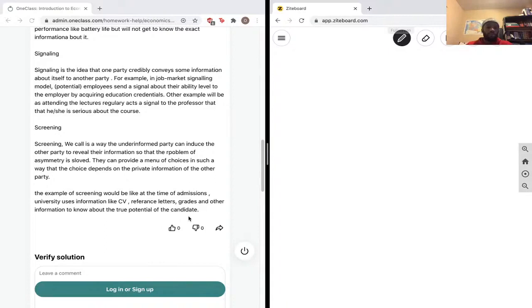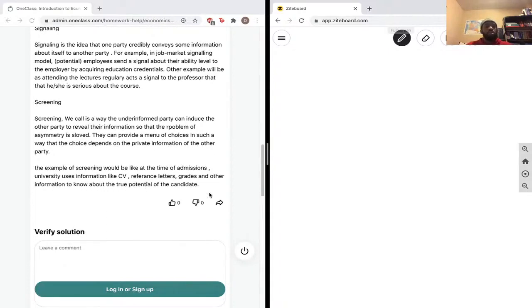And finally, screening we call is a way the underinformed party can induce the other party to reveal their information so that the problem of asymmetry is solved. They can provide a menu of choices in such a way that the choice depends on the private information of the other party. An example of this would be at the time of admissions, universities use information like CV, reference letters, grades, and other information to know about the true potential of the candidate.